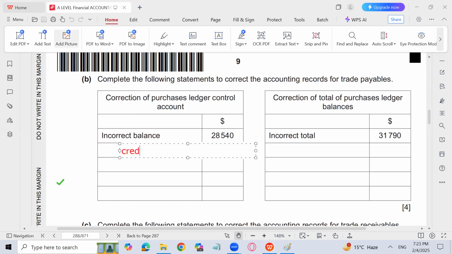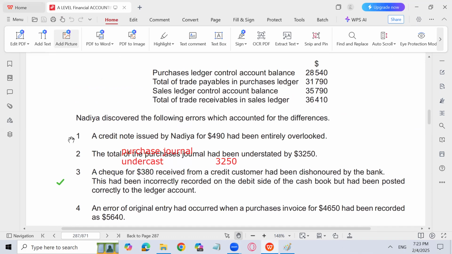So I will write here credit purchases, or you can write purchase journal undercast. It means the trade payables are not recorded, so 3250 will be added. These are the trade payables which are not yet added in the control account because the error is in the total. Right? Next is, sir, why added? Okay. What is the entry for credit purchases? Purchases debit, trade payable credit. When the trade payables are credited, it means trade payables are increasing because it's a liability. So that's why when trade payables increase, it will be added.